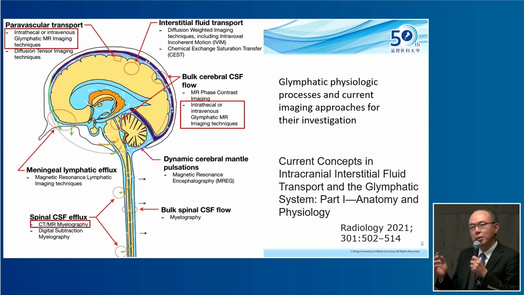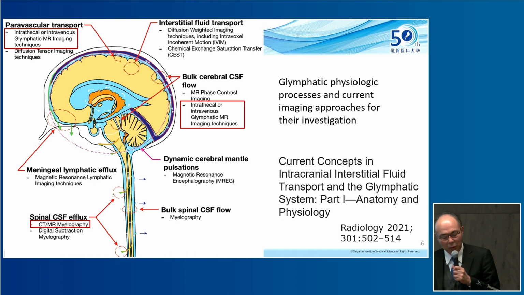There are many methods to visualize CSF circulation in vivo, mainly using MRI. One of the major methods is intracerebral injection of a contrast medium. Today we talk about intracerebral injection of O-17 water and gadolinium in a monkey model.